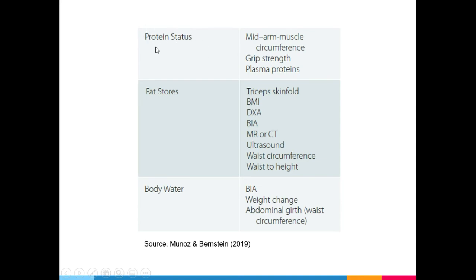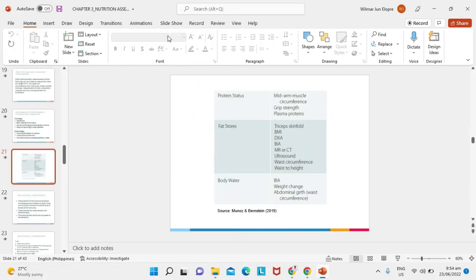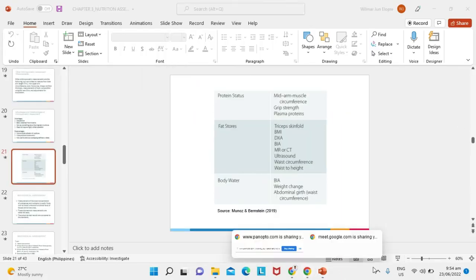Okay? Because protein is needed by the muscles, no, and that means if low imong grip strength, then that would say something about your protein status. Kulang siguro no ang imong protein status. Okay?